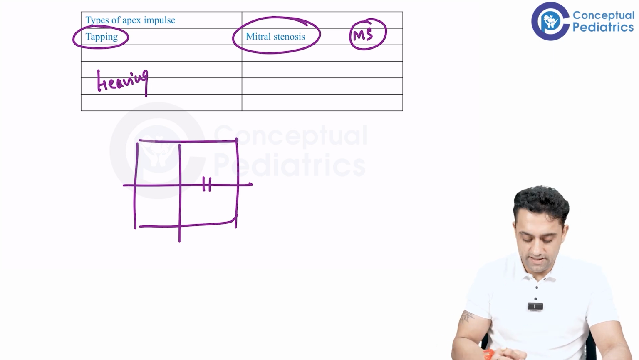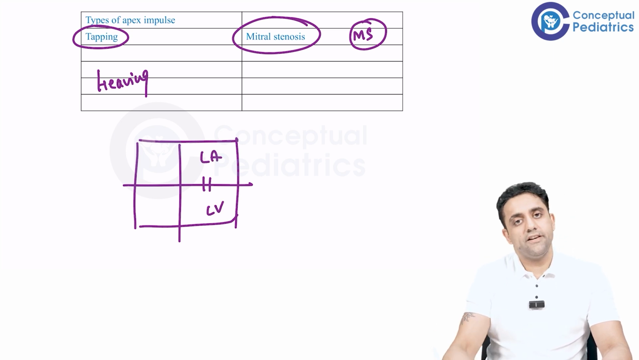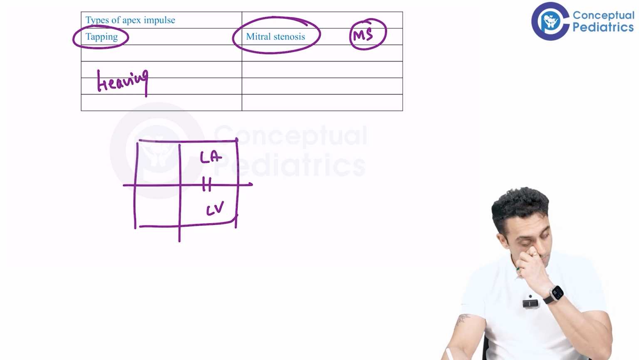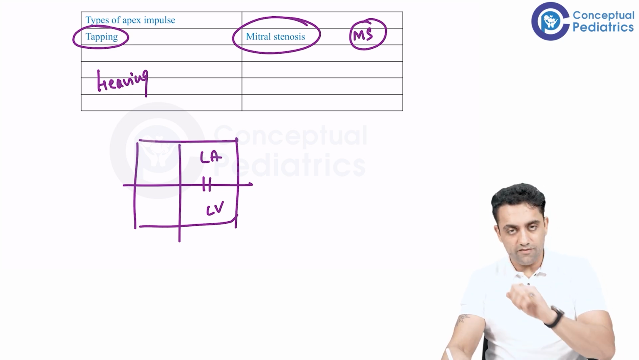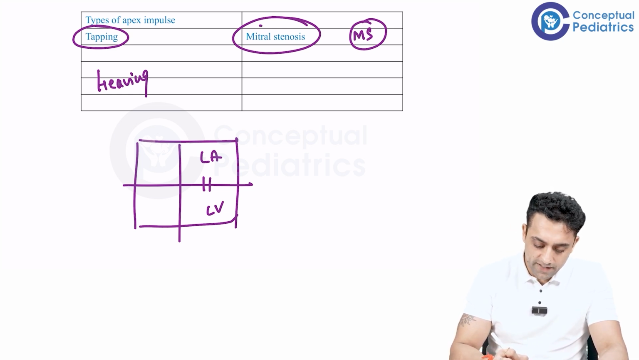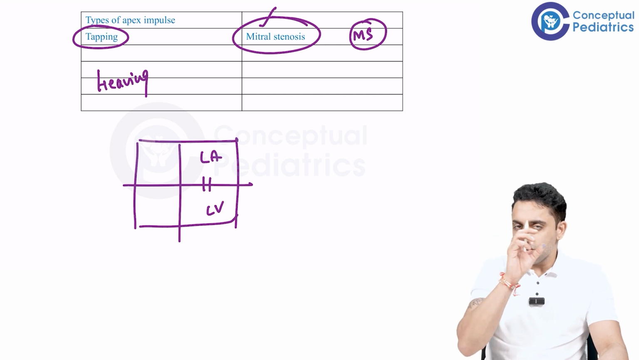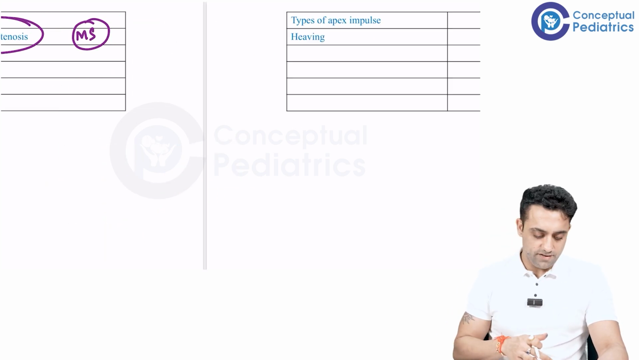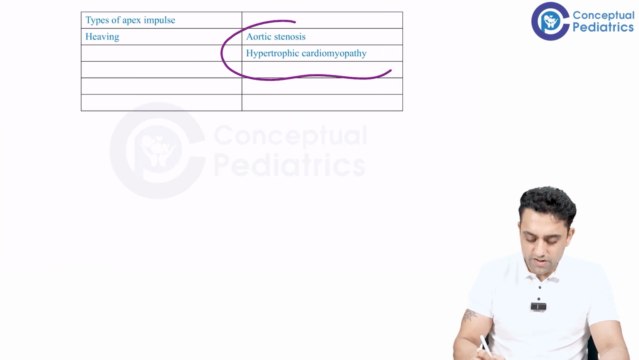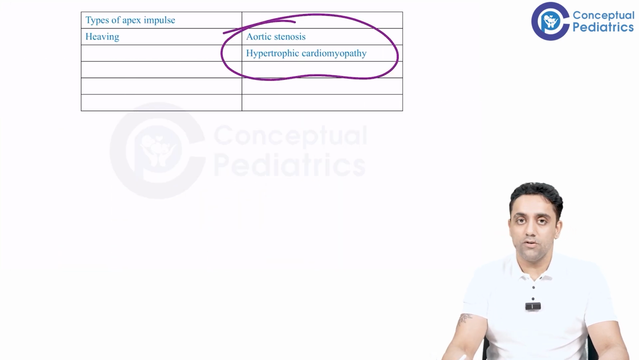So this valve, between the left atrium and the left ventricle, is the mitral valve. In mitral stenosis, you're going to have a tapping type of apical impulse. T for tapping, T for mitral. Mitral has a T, so tapping apical impulse you see in mitral stenosis, and heaving apical impulse you see in conditions like aortic stenosis and hypertrophic cardiomyopathy.